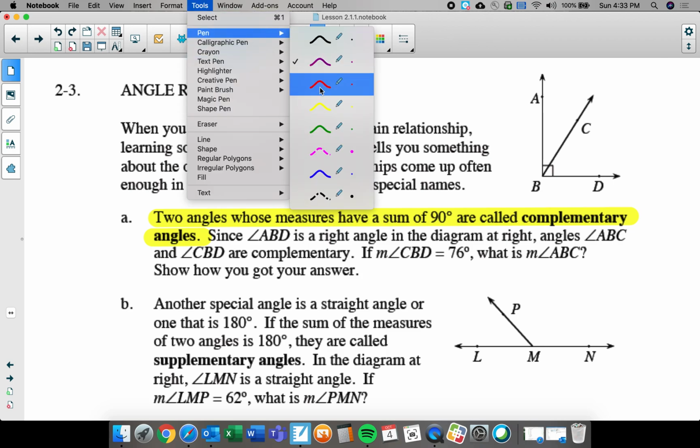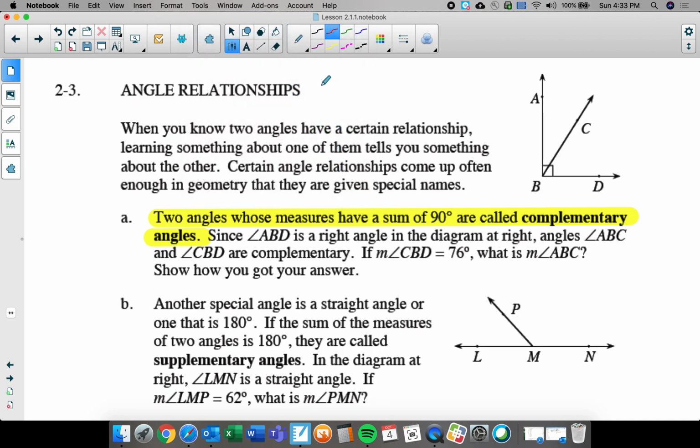Let me go back to the pen here real quick. It says, if the measure of angle CBD, this angle right here, is a 76-degree angle, what's the measure of angle ABC? If you know the total is 90 because of this right here, we can take the total of 90 and subtract the 76 that we already have, and whatever's left over, in this case 14 degrees, is my answer for angle ABC. So those are complementary angles, two angles that add up to 90.